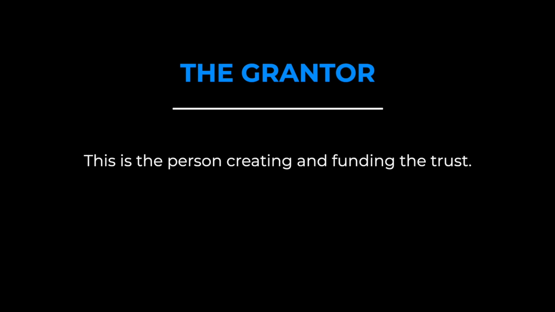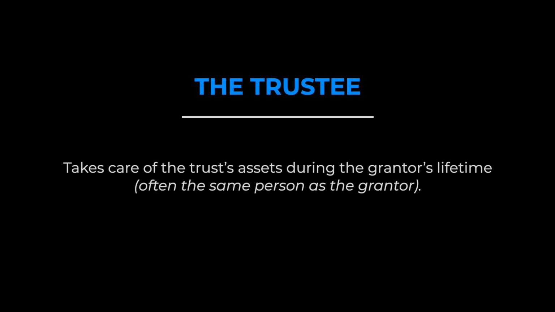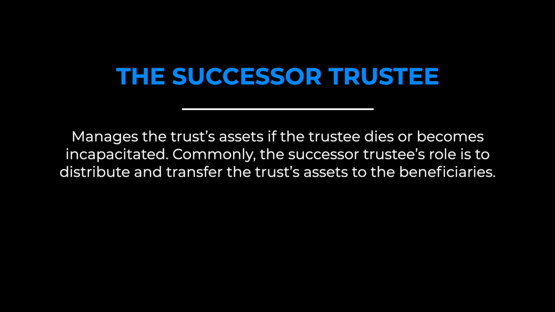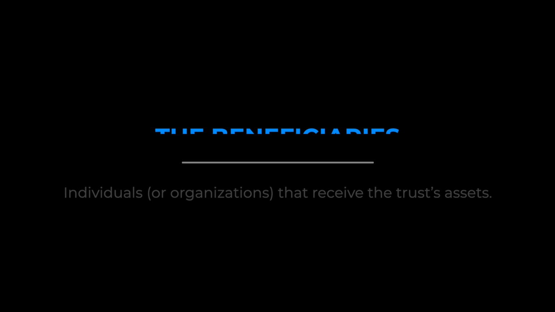Let's cover the four main roles you'll likely hear while creating a living trust. Grantor, the person creating and funding the trust. Trustee. This person takes care of the trust assets during the grantor's lifetime and is often the same person as the grantor. Successor trustee. This person manages the trust assets if the trustee dies or becomes incapacitated. Commonly, the successor trustee's role is to distribute and transfer the trust assets to the beneficiaries. And beneficiaries, individuals or organizations that receive the trust assets.